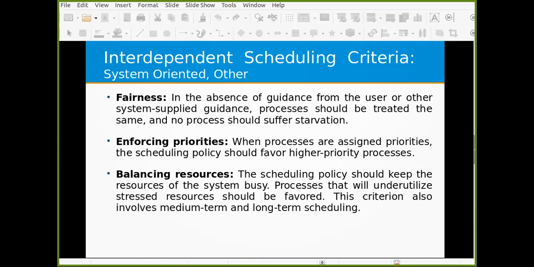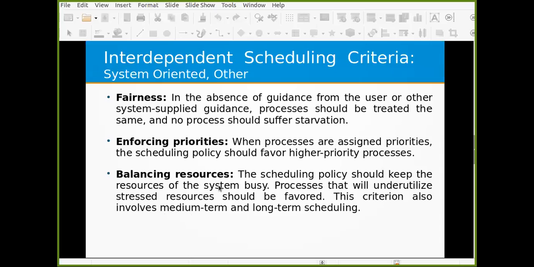Enforcing priorities. When processes are assigned priorities, the scheduling policy should favor higher priority processes. Now, these two, fairness and enforcing priorities, are actually contradicting criteria. If you try to be fair, you will assign the same amount of processor time to every process. But if you want to enforce priorities, then you will assign a higher amount of processor time to the high priority processes. So these are contradicting, and of course at a time you cannot meet both criteria.